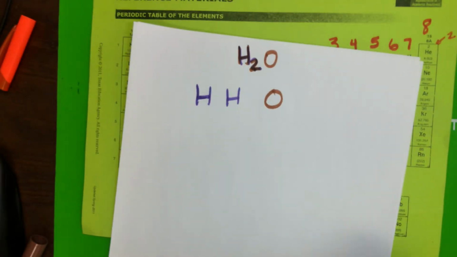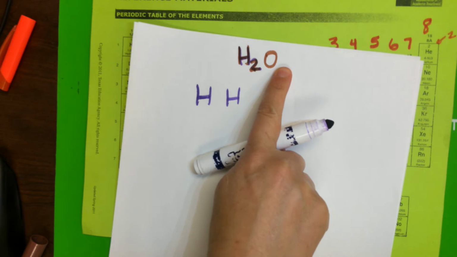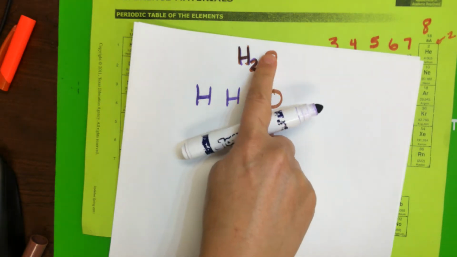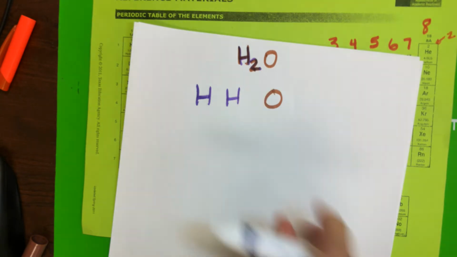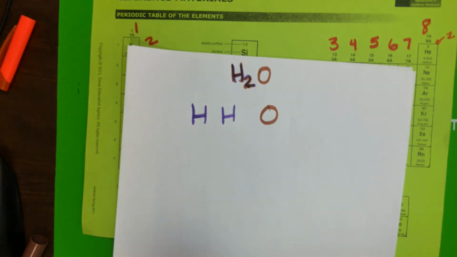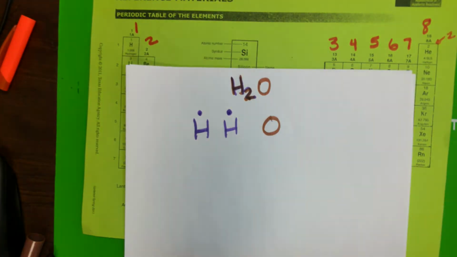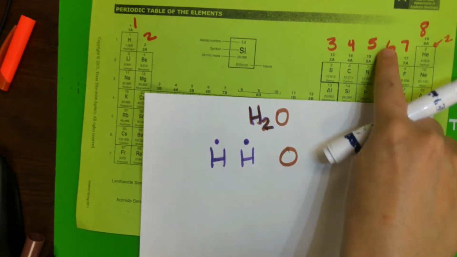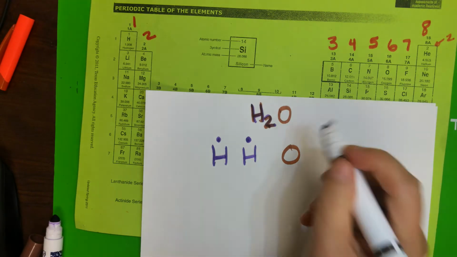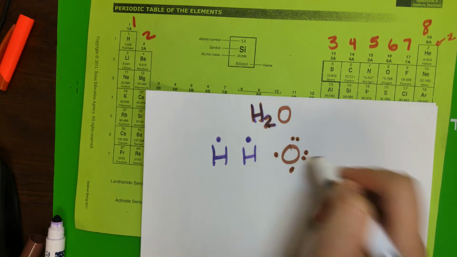H2O. This is just 1, because there's no little number; it basically represents 1. That O is right there, so that means it's 1. Now I know you know that hydrogen has 1 valence electron, so 1 dot, 1 dot. And then oxygen has 6 valence electrons, so let's draw them. 1, 2, 3, 4, 5, 6.